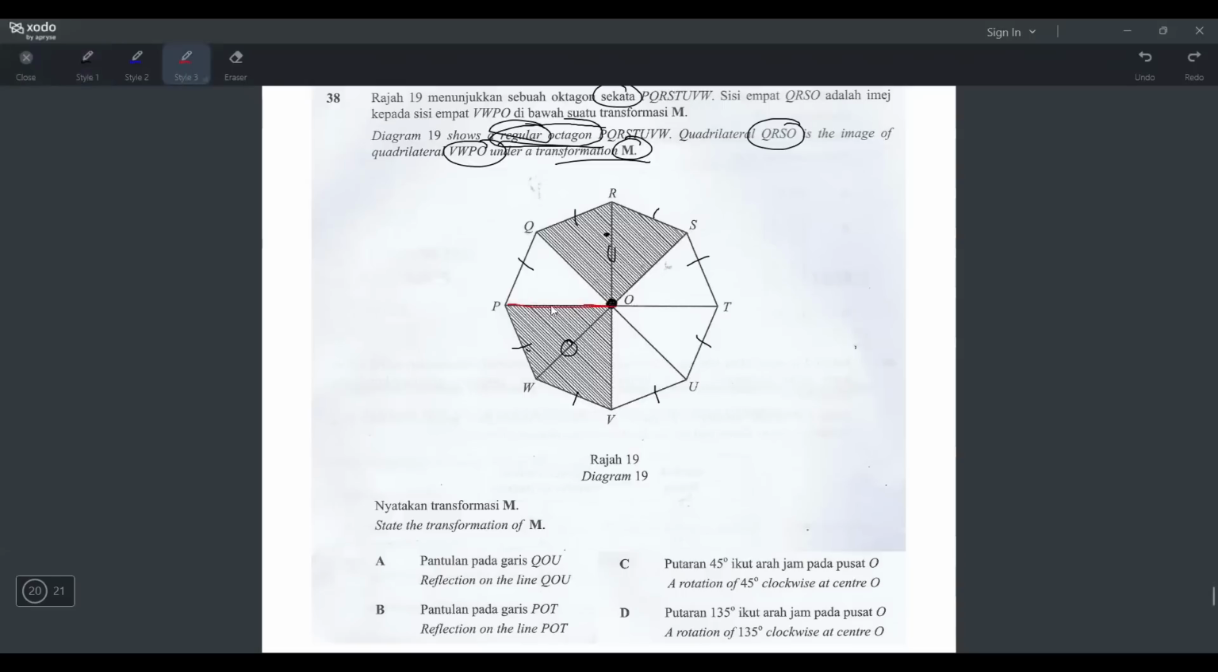Okay, imagine this line right here, PO, right? So this is before rotate. After rotate, it becomes which line? It becomes this line, right? Do you agree? This line becomes this line. This is before rotate, this is after rotate. So if I can get the angle here, then I can know how many degree it rotates. I already know it's clockwise, because from object to image, it moves like that. And I already know the center of rotation is O. I just want to know this angle right here.